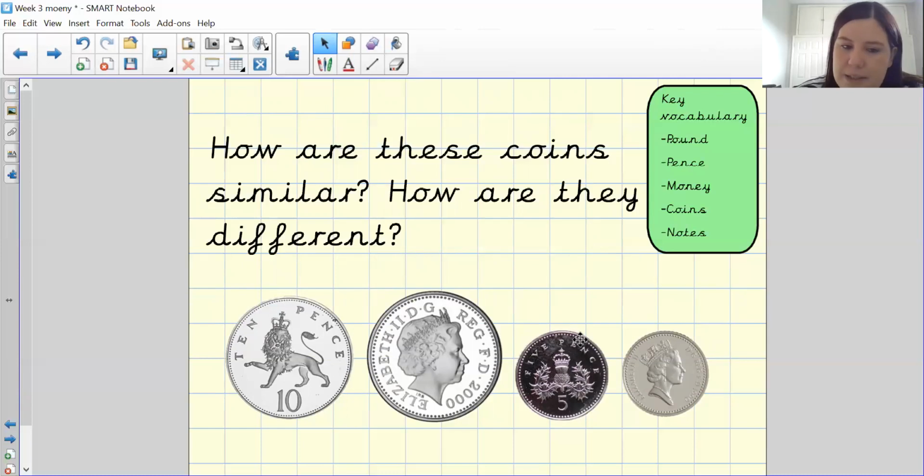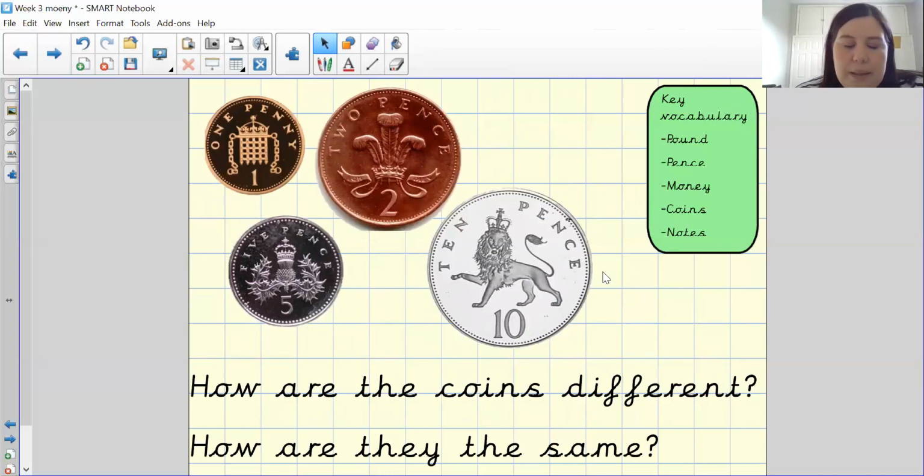I'm now going to explain the differences and the similarities. So, what is the same? They are both round. They are both silver. What is different? The 10p is bigger than the 5p. So well done if you've got that at home.